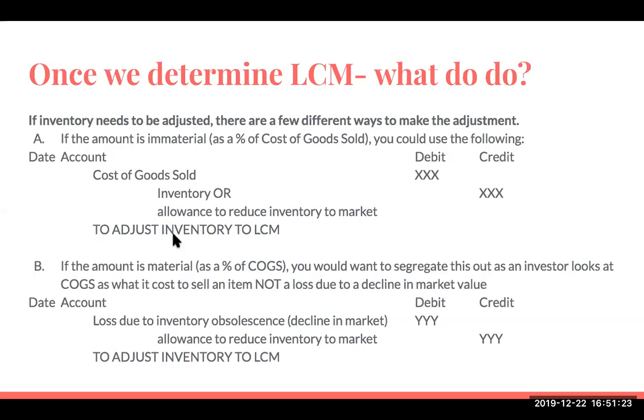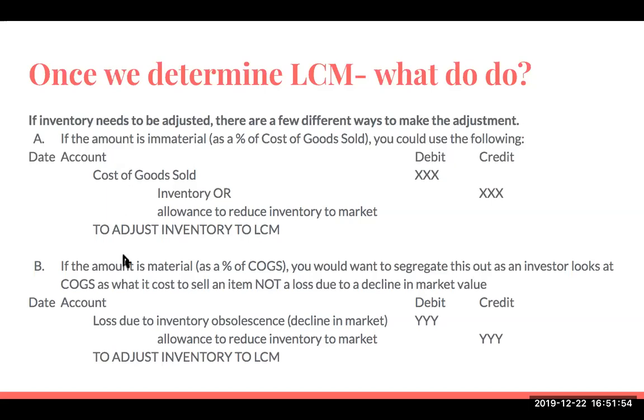Again, materiality is key. We're not talking about any other things. We're talking about materiality, meaning would it make a difference to an investor? The second one is that if the amount is material as a percentage of cost of goods sold, you would want to segregate this out as an investor. Again, this investor looks at cost of goods sold as what did it cost me to sell, or basically, if I have sales, what did that inventory cost me that related to that sale?